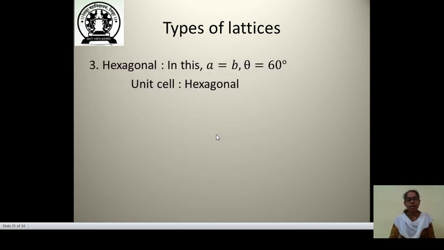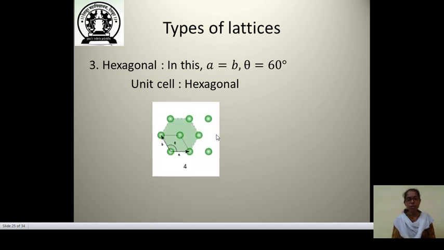The third one is the hexagonal. In hexagonal, A is equal to B and the angle is 60 degrees, otherwise 120 degrees. This is actually the 60 degree angle. The unit cell for the hexagon is the hexagon. Here A is equal to B, but the angle is 60 degrees or 120 degrees. Whatever you want, you can take 60 or 120 degrees. Usually we take theta equal to 60 degrees. This is the third lattice system, hexagonal.